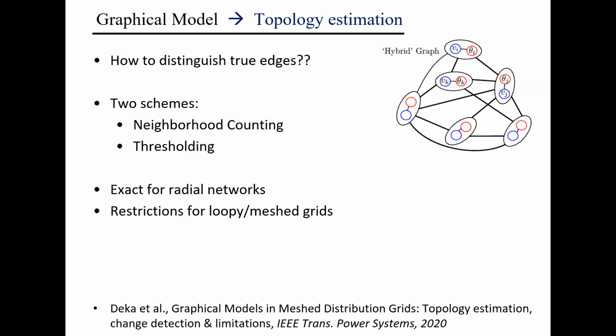And then on the theoretical side, we show that both these schemes are exact for radial networks, which means if you have an infinite amount of data, it'll give you the true topology. But it operates under very realistic restrictions for loopy or mesh grids.